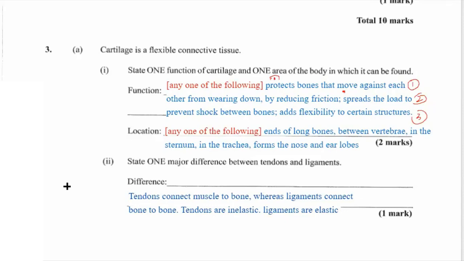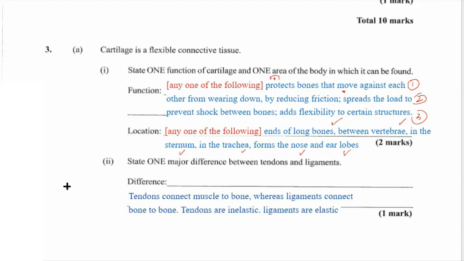yeah, the answer is not complete. You have to complete the answer. The complete answer is tendons connect muscle to bone, whereas ligaments connect bone to bone. So you have to include the two in your answer, or else it will not be accepted as an answer. Tendons are inelastic, ligaments are elastic.